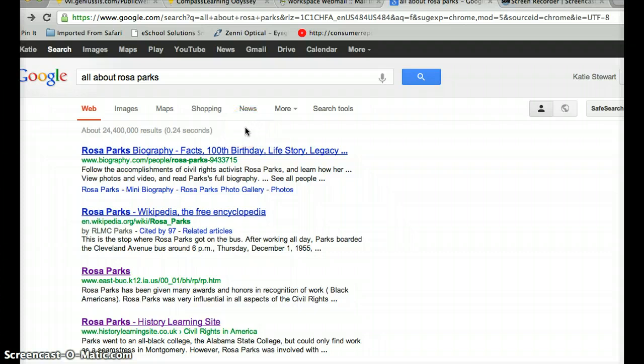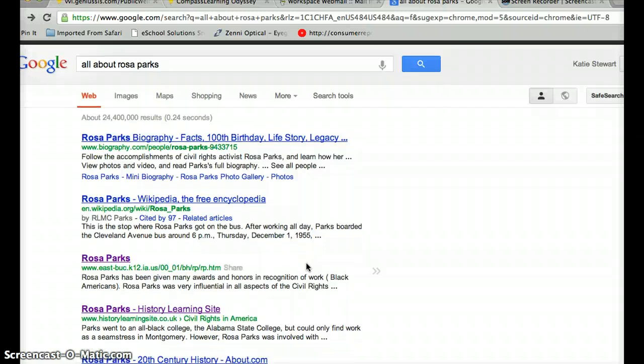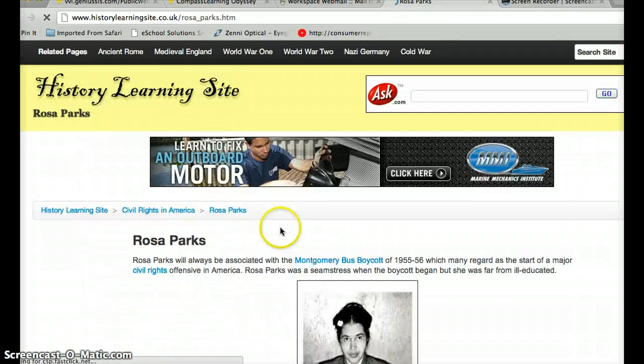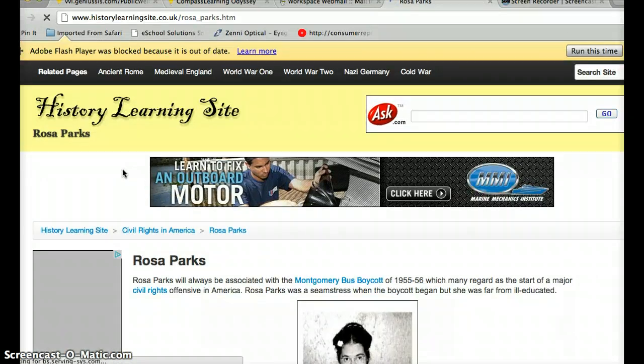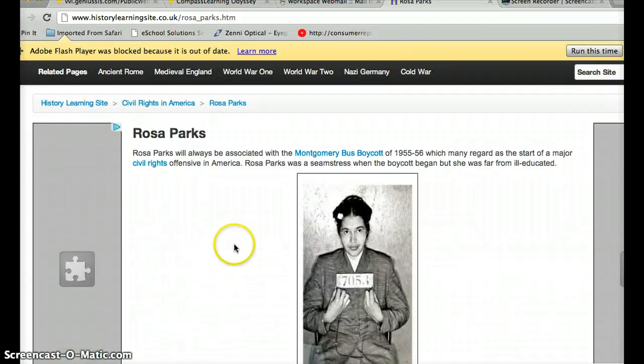You could search for Rosa Parks biography. It's totally up to you. But make sure that you're choosing sites that are reputable. So something that ends in .org or .co.uk, something like that instead of a .com. And definitely you don't want to choose a site that was written by some other students. So I actually found a site that I thought was really useful, and this is a British site. That's what the co.uk means, and it's called History Learning Site, and it's giving me some information about Rosa Parks.